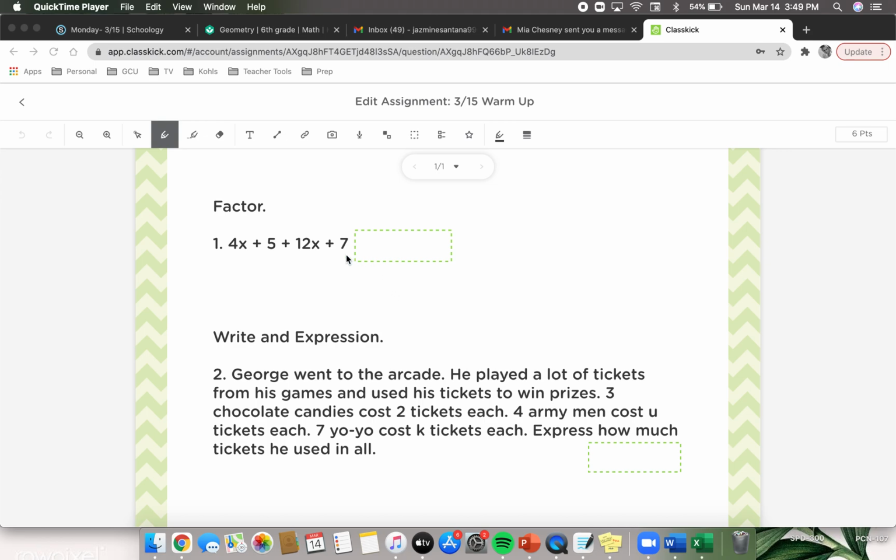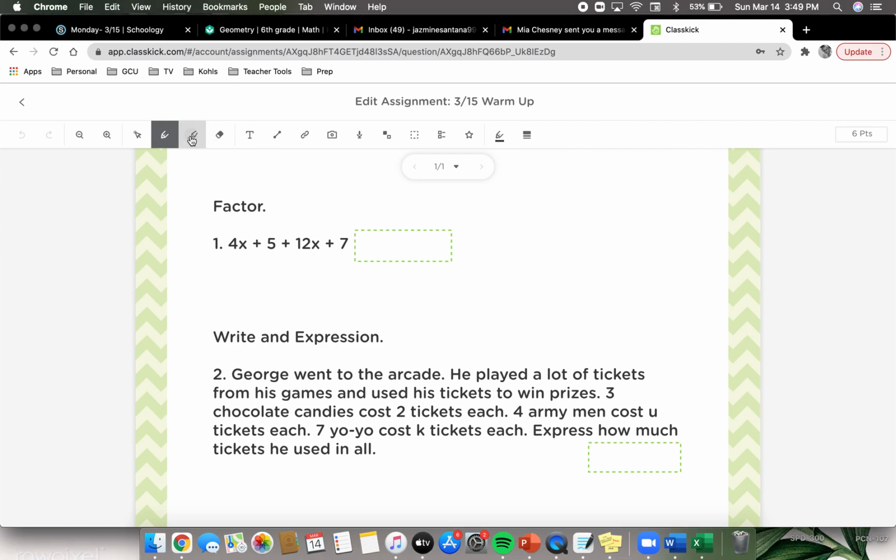Guys, for today's warm-up, we're going to look at number 1. It wants us to factor. So we have 4x plus 5 plus 12x plus 7. Well, in order to factor, we have to find the like terms first.